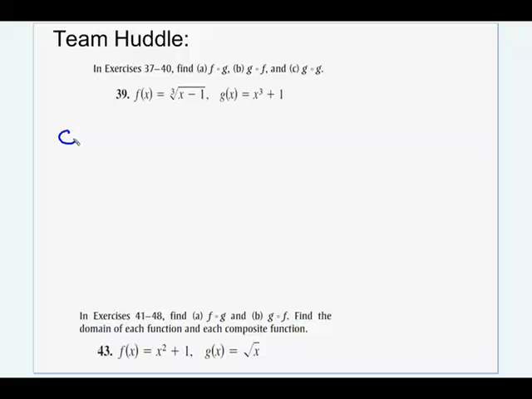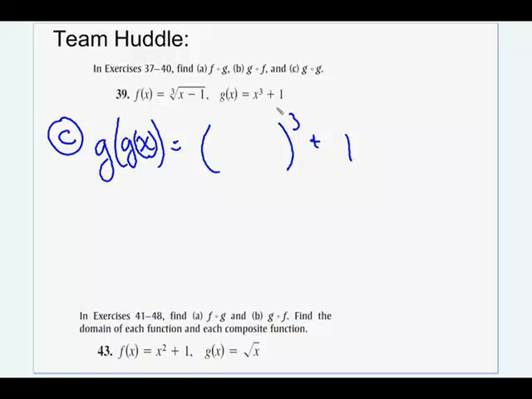Last one, C, G compose G. G of g of x. So that tells me I'm going to take the g of x function, which was something to the third plus 1, and I'm going to replace that with the entire g function itself, x to the third plus 1. Now I guess we know how to FOIL out those binomials to the third power, and then we could add 1 to it, but I think it's much easier to see, as a simplified function, just to leave it alone.